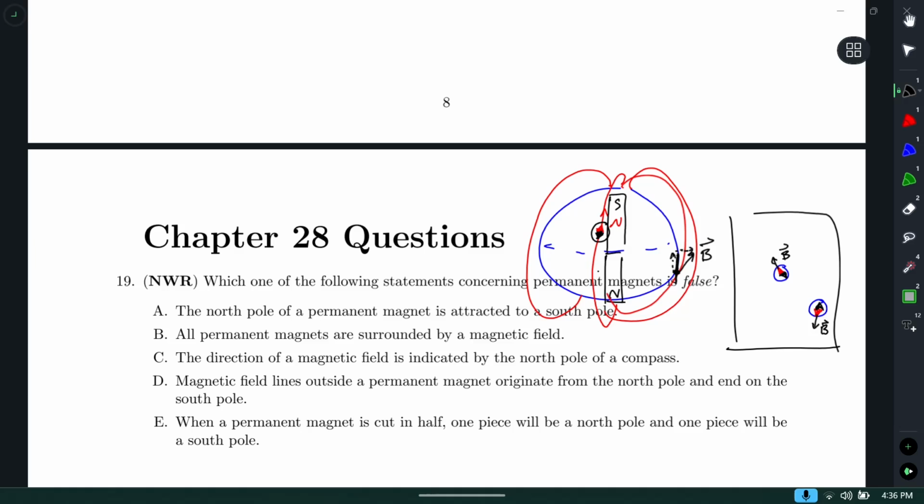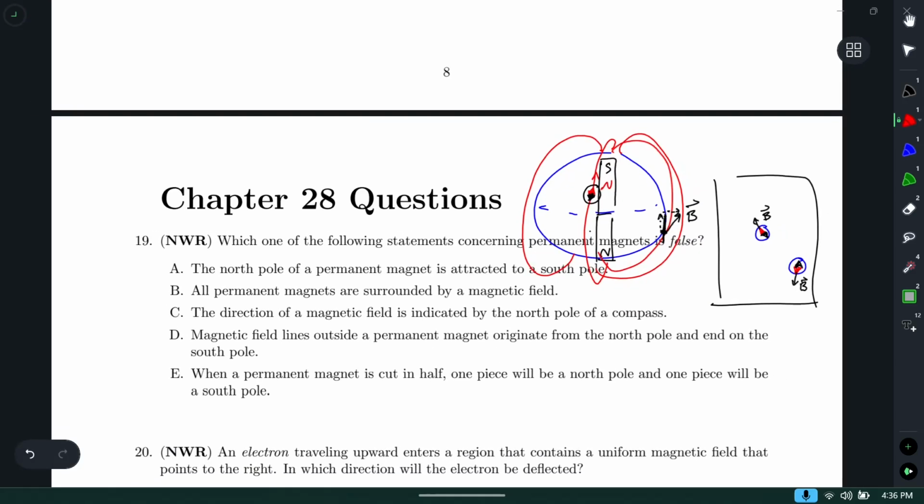So it makes sense that it's pointing towards its south. Unlike poles attract, but this is still how a compass is indicating the direction of the magnetic field. It makes a lot of sense. Thank you. That's a good question.